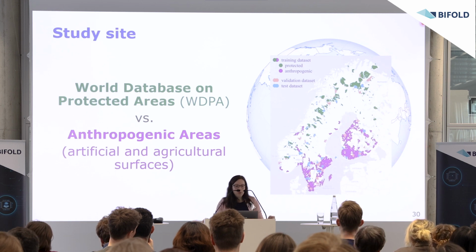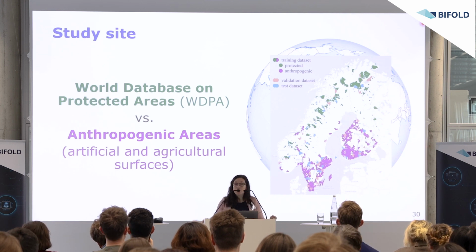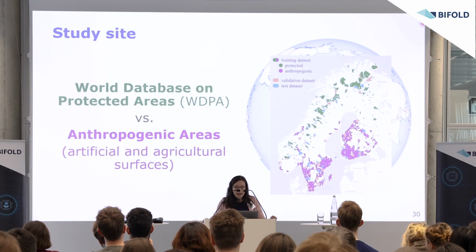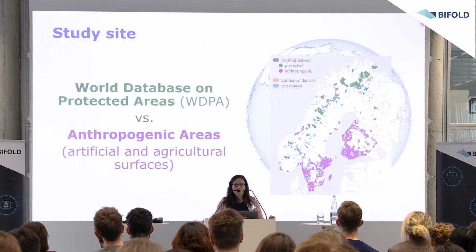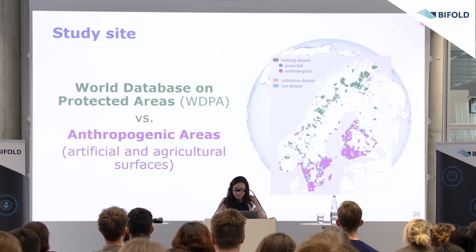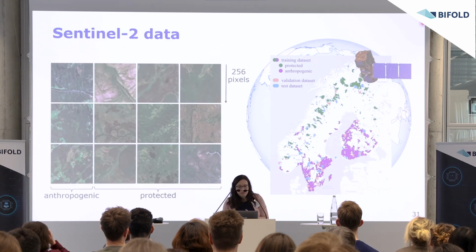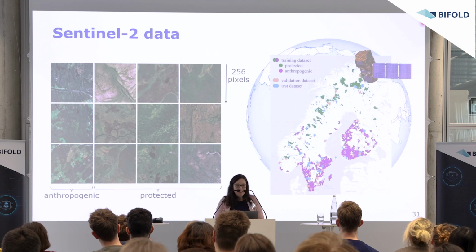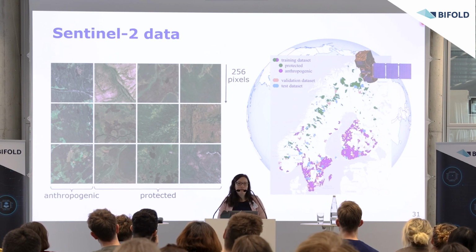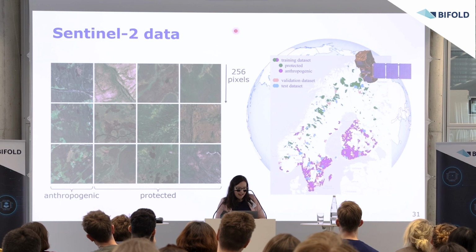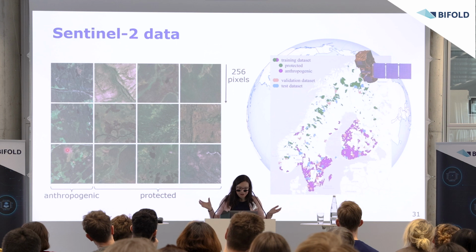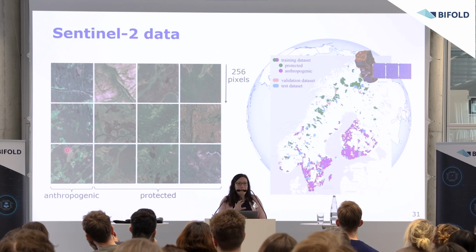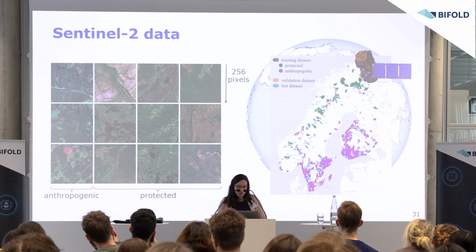So we use the World Database on Protected Areas as a proxy for wilderness, and the anthropogenic areas as a proxy for non-wilderness. And we used Sentinel-2 data, and our first thought was, from this area, yeah, forest is a typical indicator for wilderness, but as you can see, it's not. It's not that easy. Everything's green, and there's a lot of forest everywhere. So let's let the network do the job and tell us more about what is wilderness.